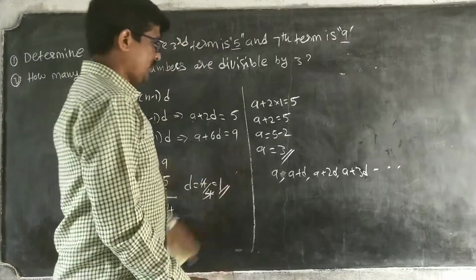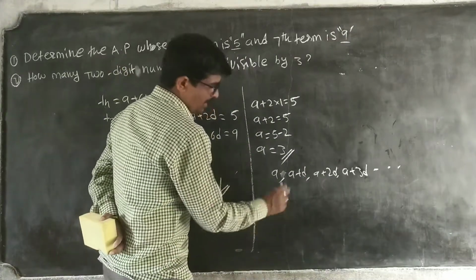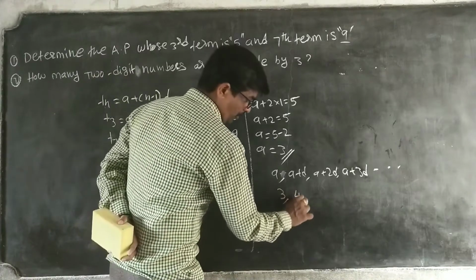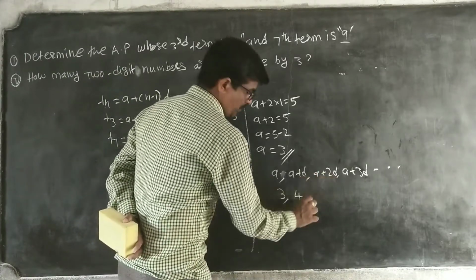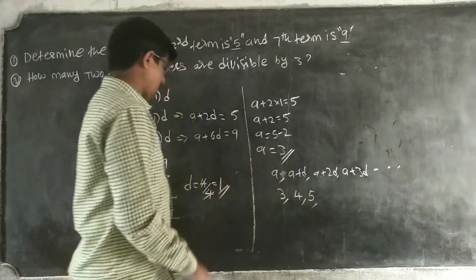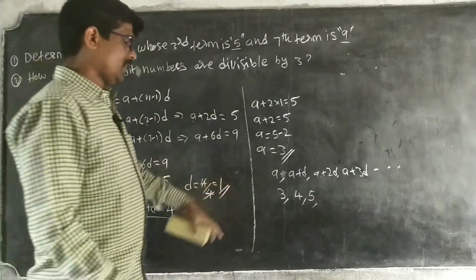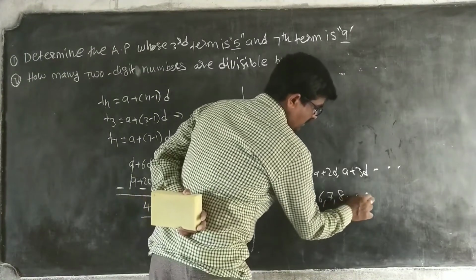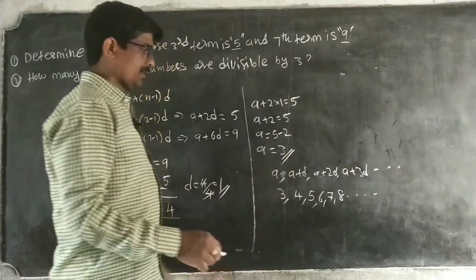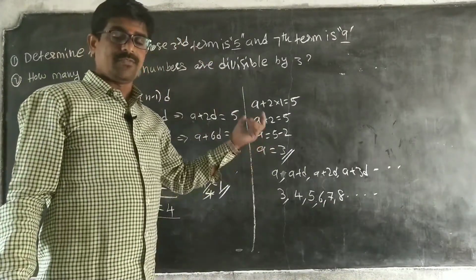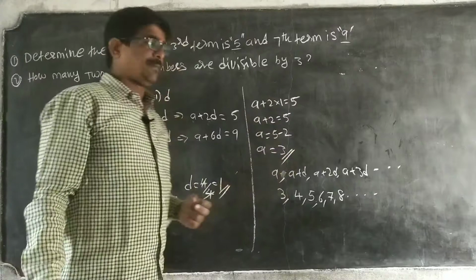Continuously. First a means 3. A plus d, 3 plus 1, 4. 4 plus 1, 5. 5 plus 1, 6. 6 plus 1, 7. 7 plus 1, 8. And so on. This is the given series. We have to find it using arithmetic progression.